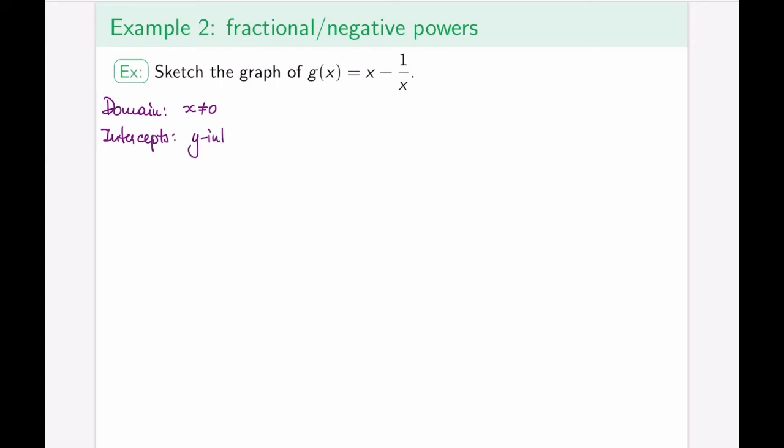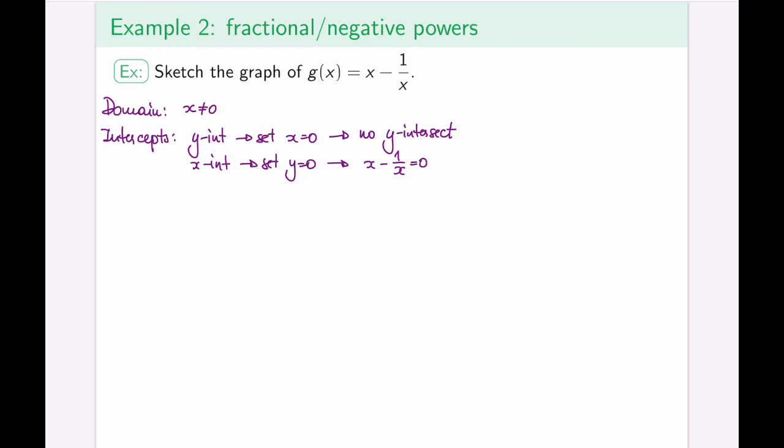So for y-intercepts, we will need to set x to be 0, but that is precisely the point not in the domain. So that's impossible, which means there are no y-intercepts. This graph never intersects the y-axis. The x-intercept means I need to set y to be 0. So x minus 1 over x has to be 0.